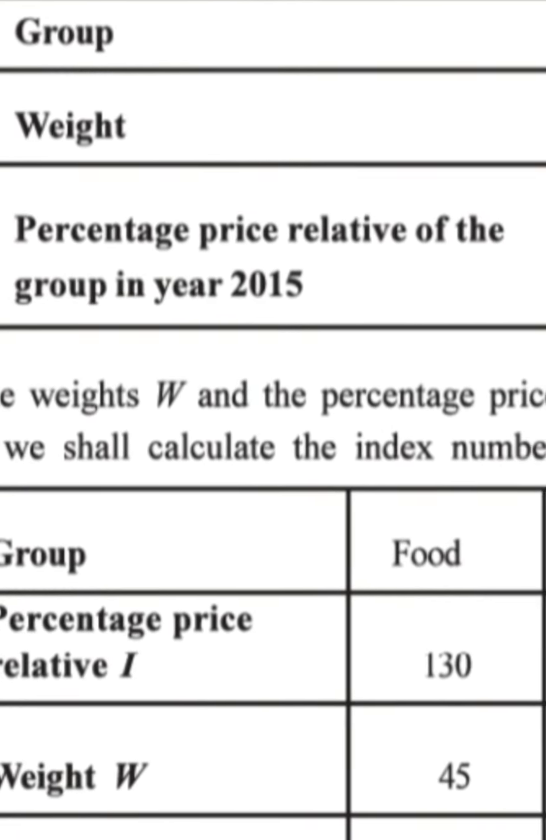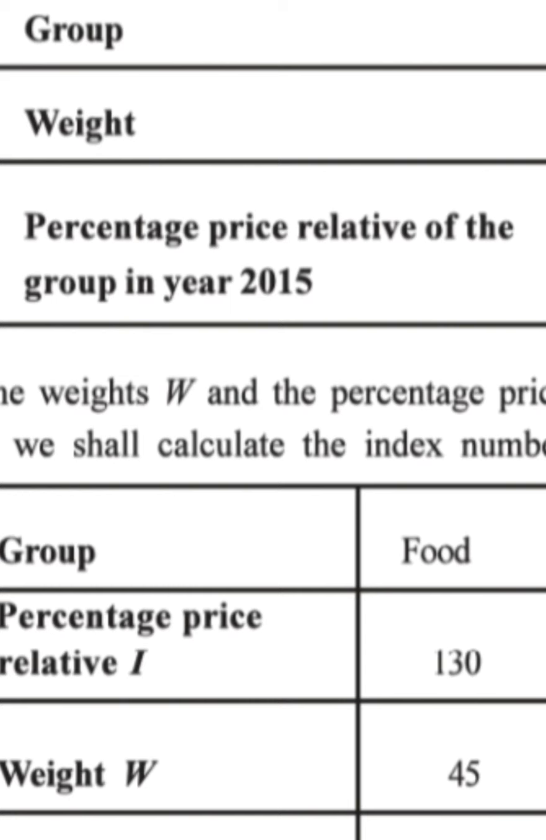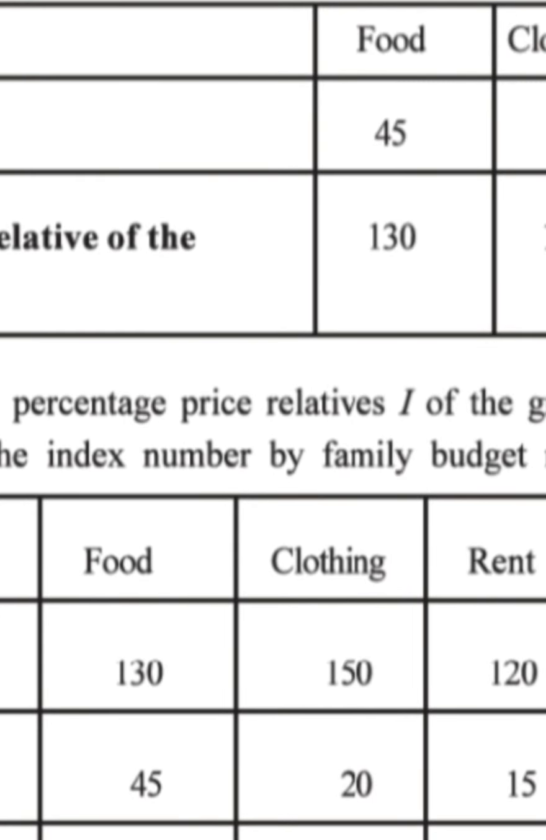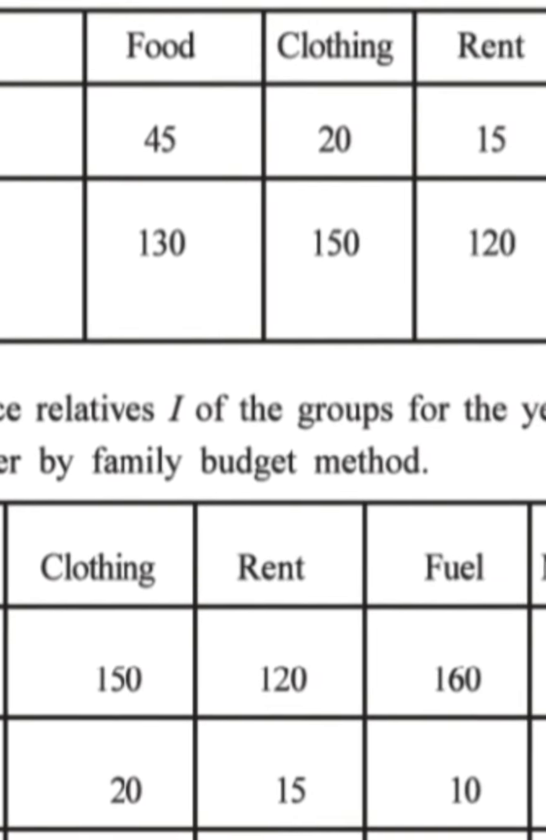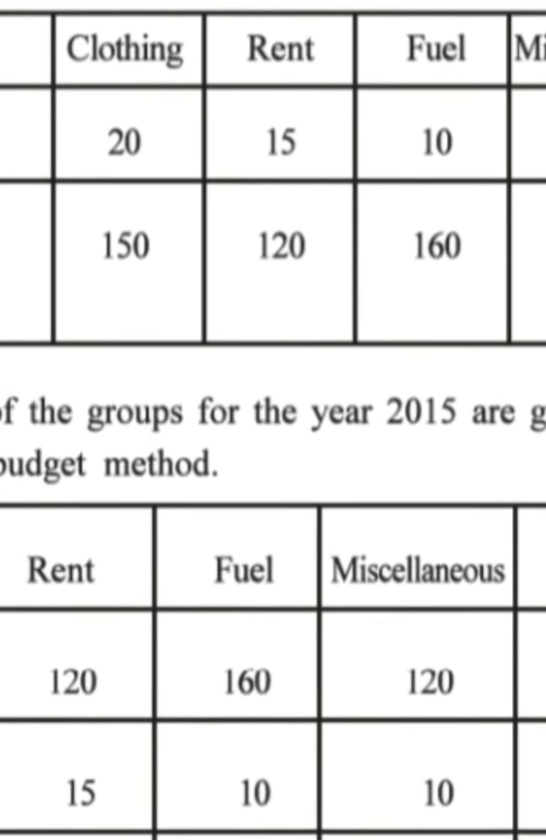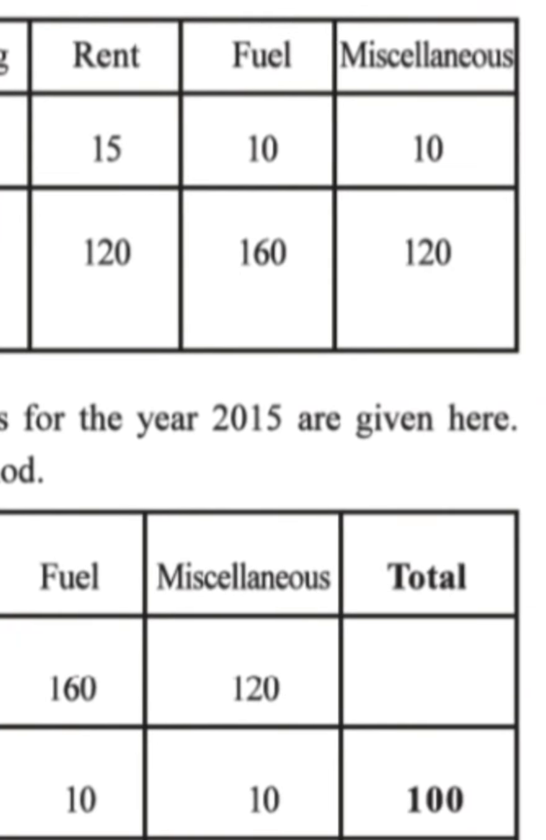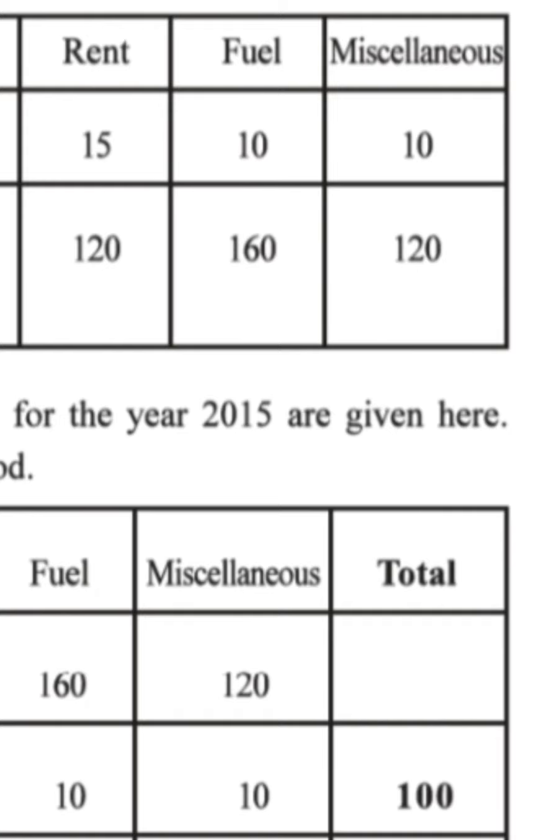Now see, the percentage relative price they have told us is actually I, the index number that they have given. For food it is 130, for clothing it is 150, for rent it is 120, for fuel 160, and again for miscellaneous it is 120.